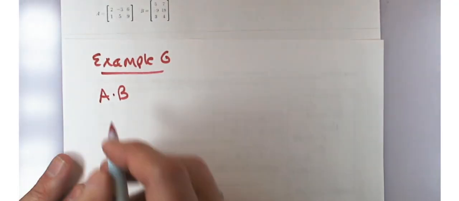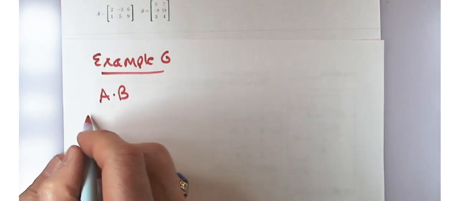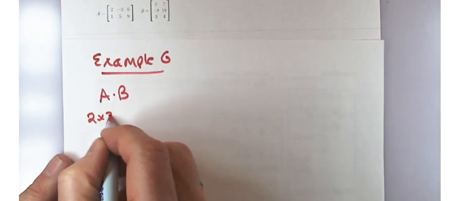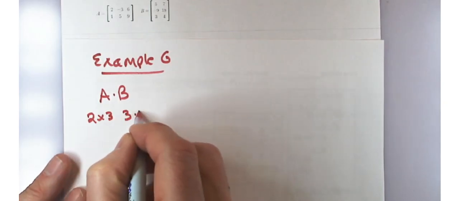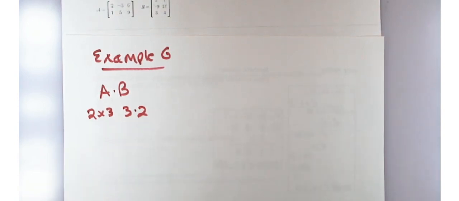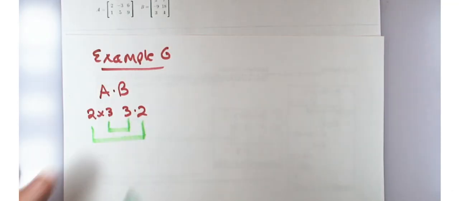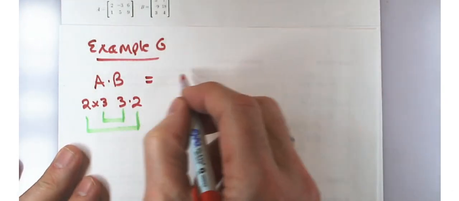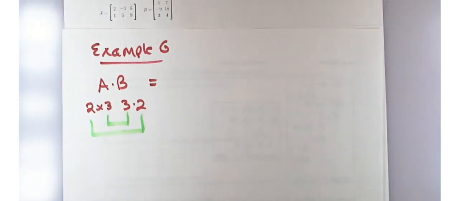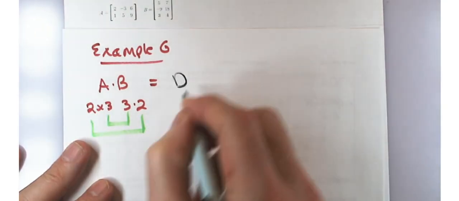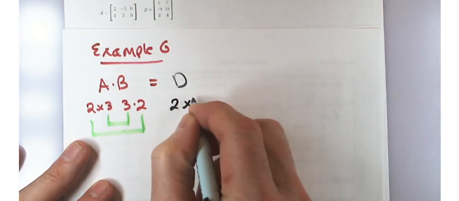Stan, what are the dimensions of each of these? I'll tell you what, I'll put the dimensions here. You tell me the dimensions of the product. 2 by 2. Yeah, you're going to end up with a 2 by 2 matrix. Nice. So just to distinguish that, I'll call this one matrix D. And D, you're right, that's going to be a 2 by 2 matrix.